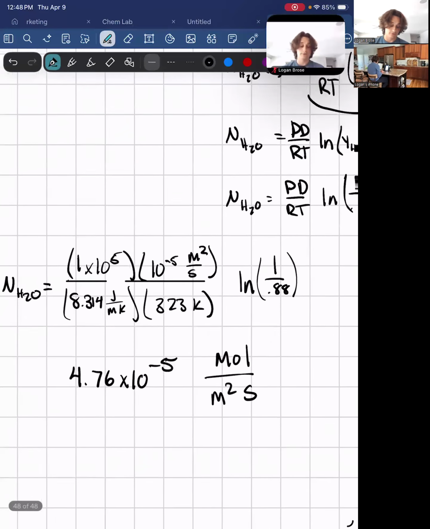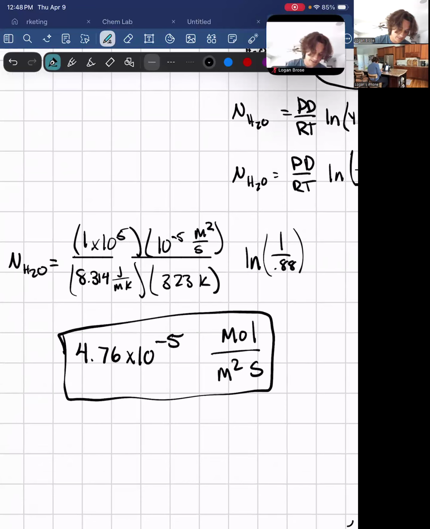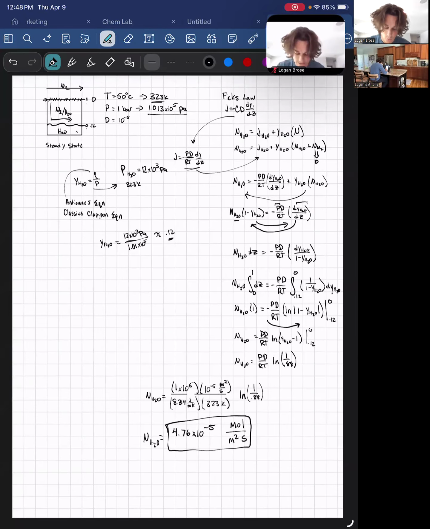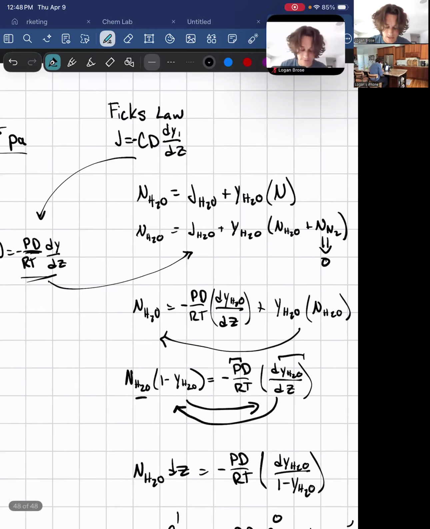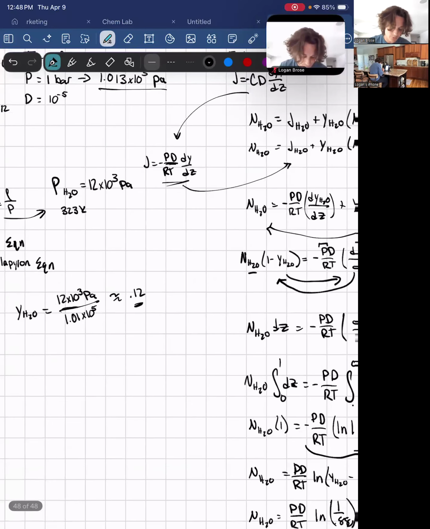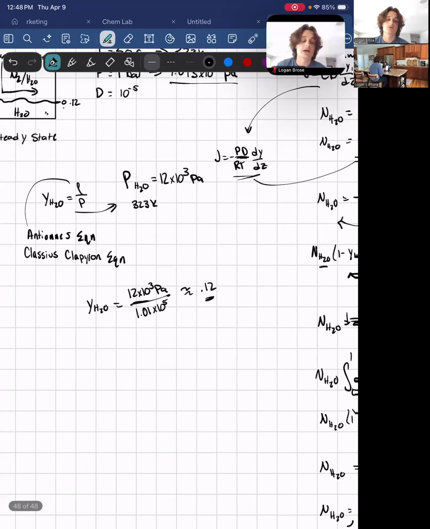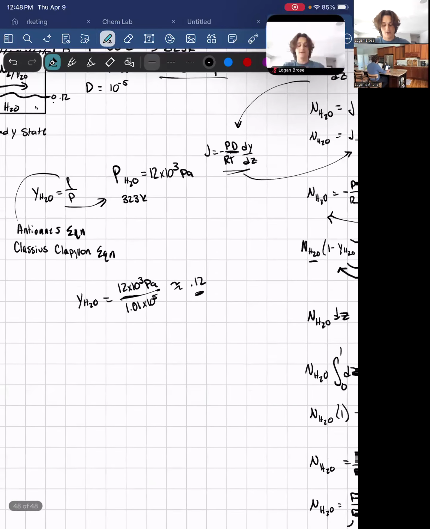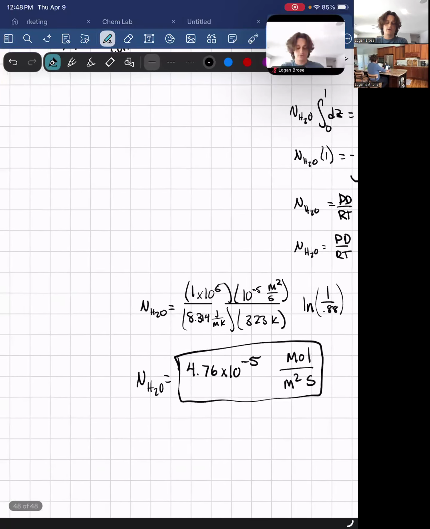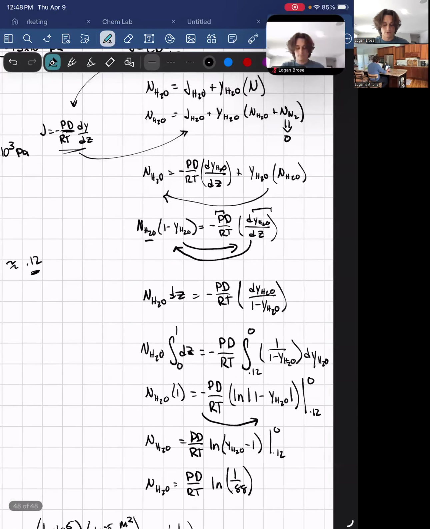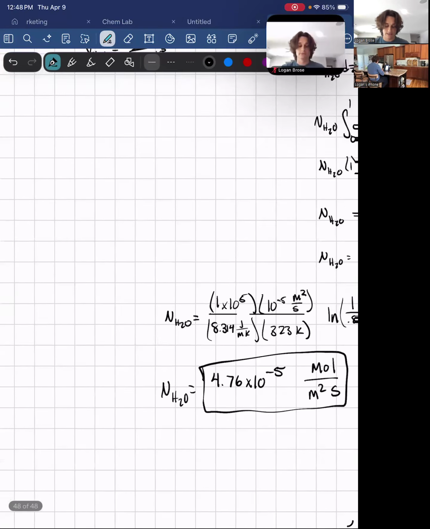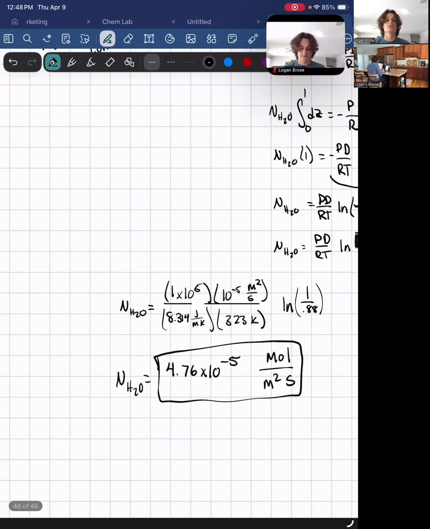And so that is our final answer for what the flux of water is in this problem. And so you can see we kind of used all of our equations, right? We had our Fick's law, which we implemented into our flux equation. And then we could have used our Clausius-Clapeyron or Antoine's equation, but instead we just looked it up. And we used that to find our bounds. And then we used our first equation and just plugged in, right? As simple as plugging in to get 4.76 times 10 to the negative fifth moles per meter square second.